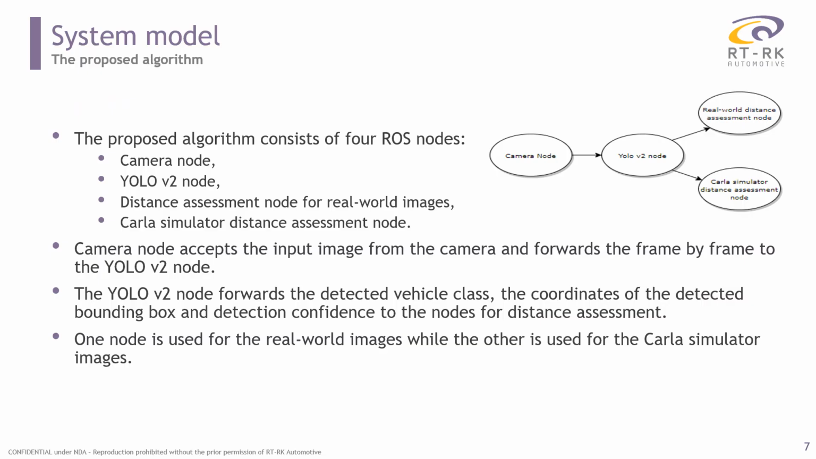The proposed algorithm consists of 4 nodes: the camera node, the YOLO V2 node, the distance assessment node for real-world images, and the Carla simulator distance assessment node. The camera node accepts the input image from the camera and forwards it frame by frame to the YOLO node. The YOLO node forwards the detected vehicle class, the coordinates of the detection bounding box, and the detection confidence to the nodes for distance assessment. One node is used for the real-world image, while the other is used for the Carla simulator images.